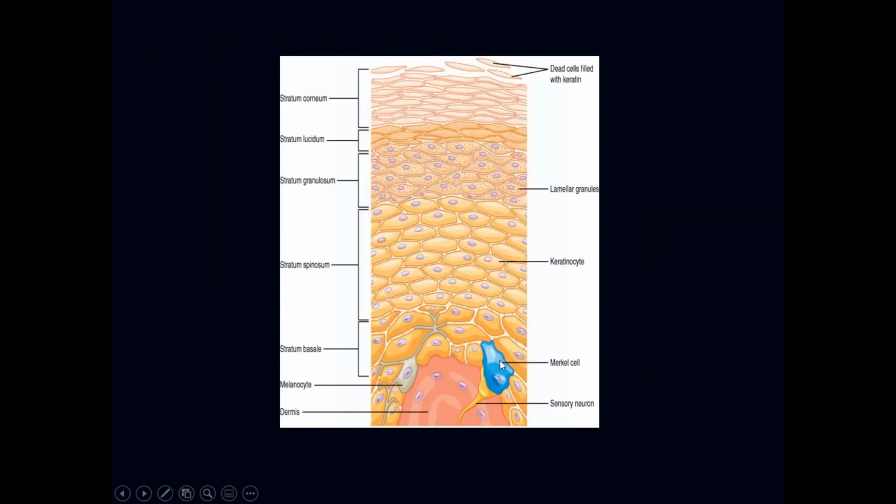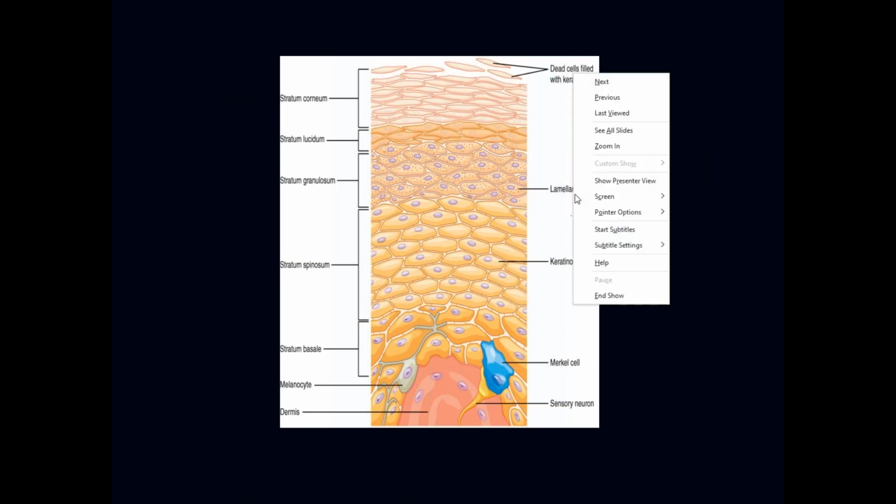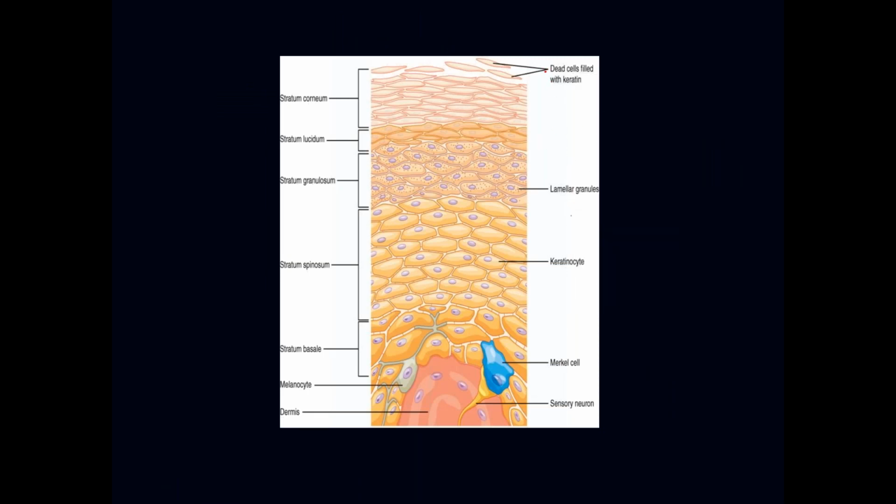So here we have again just the epidermis. All these are the 5 layers of the epidermis. Here we have the keratin, and here we are going to have the melanocytes. Melanocytes are the ones that contain the melanin, and the melanin is what produces the color of the skin.